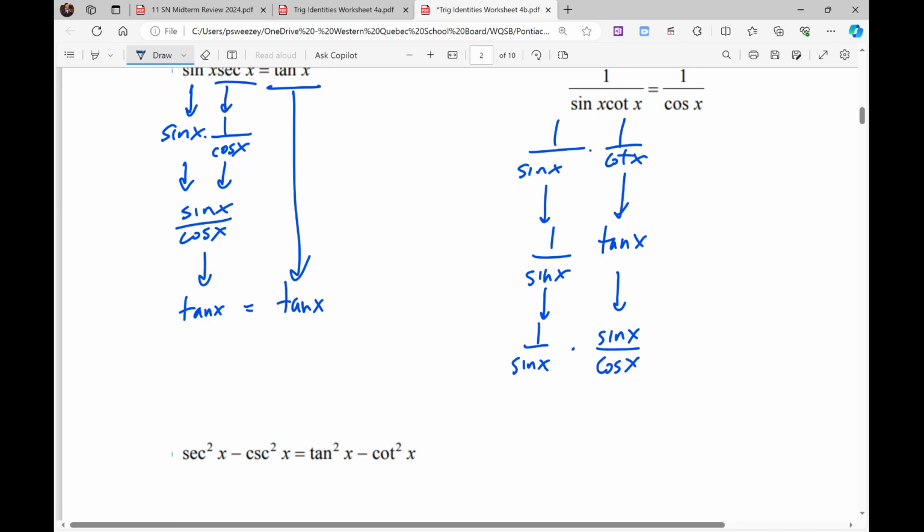So I've made my changes. I have 1 over sine x, I have sine x over cosine x. Now is when I can look at it and go, are there things that I can cancel? Yep. Sine x cancel each other out. This all becomes 1 over cosine x. Okay? Left side equals the right side. Okay?